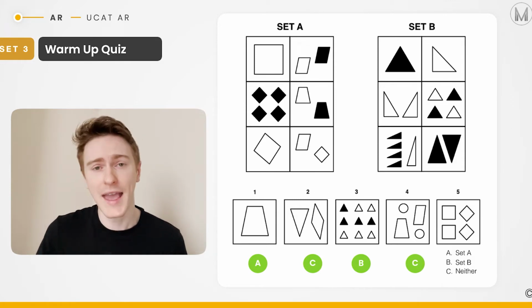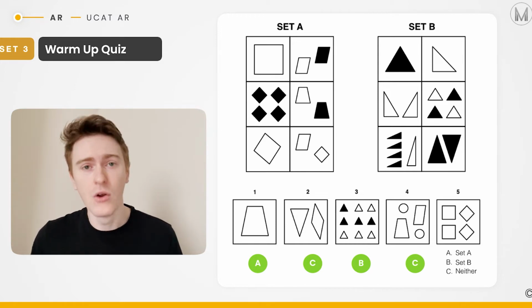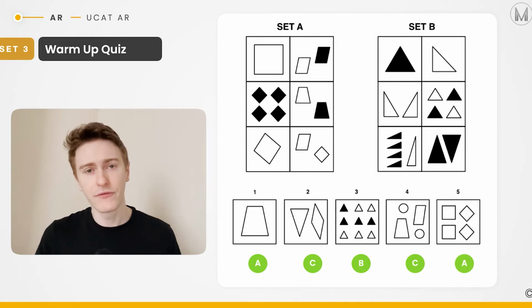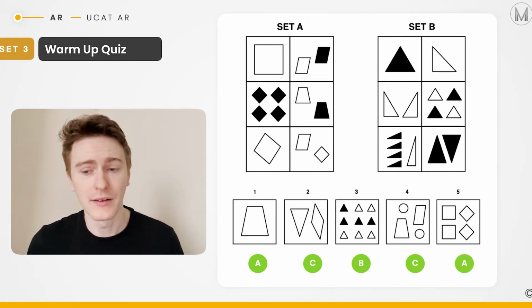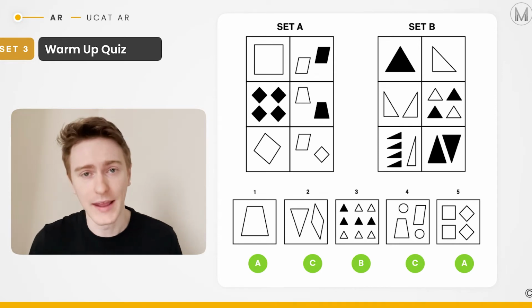If you go back to set A just to check that rule, you can see that all of them have quadrilaterals but no other shapes. Whereas this number 4 has circles in there as well, so we can exclude that one and put it in neither. Finally, the 5th item that we're given, that clearly belongs in set A. It's all quadrilaterals, and that's what defines pattern A.